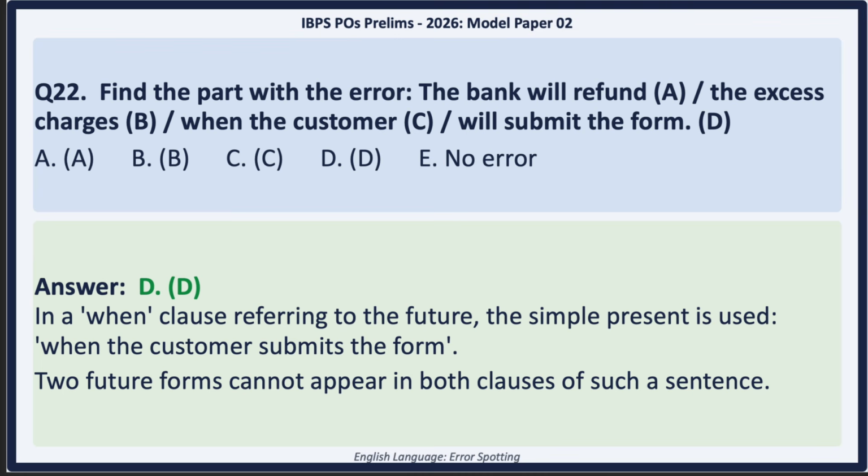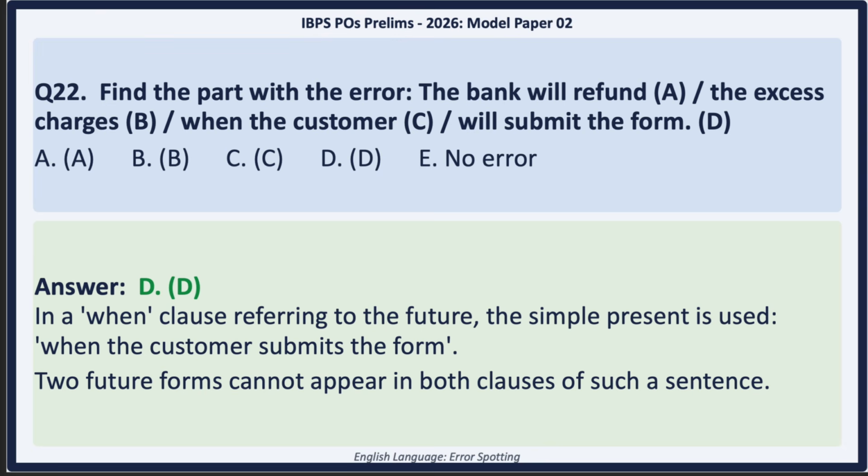The bank will refund the excess charges when the customer will submit the form. This tests the rule against double future constructions. The main clause is future tense. The bank will refund. But a subordinate clause introduced by when cannot also be in the future tense, even if the action happens in the future. So it needs to be present tense.